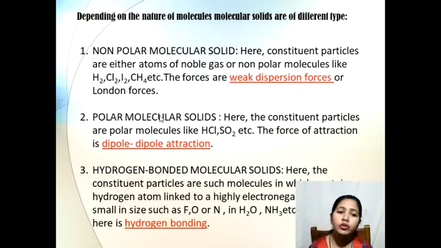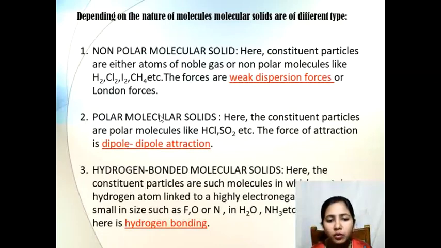The second is the polar molecular solids. Here the constituent particles are polar molecules like HCl, SO2, etc. and the force of attraction here is dipole-dipole attraction. Now I am telling you some properties of these polar molecular solids. They are very soft in nature. They are non-conductors of electricity. And they have comparatively very high melting and boiling points compared to the non-polar molecules. Polar molecules generally have high melting and boiling points.